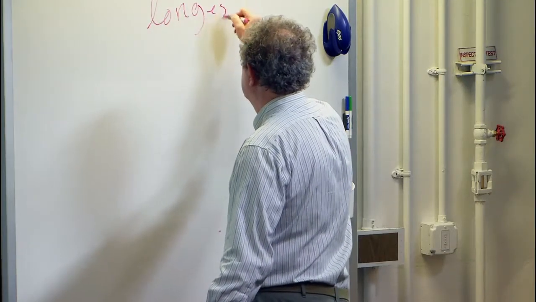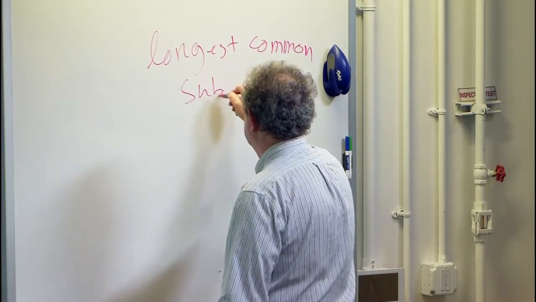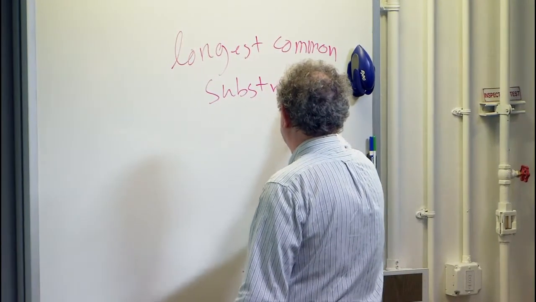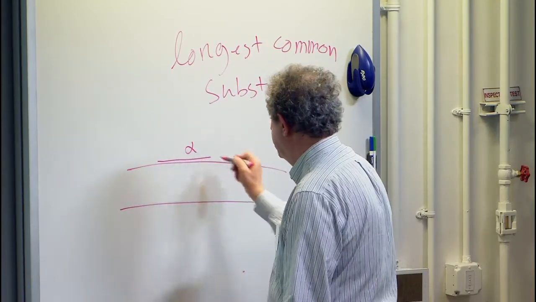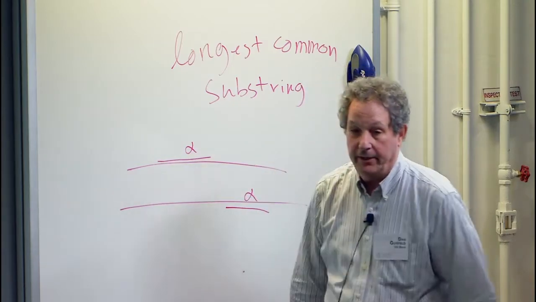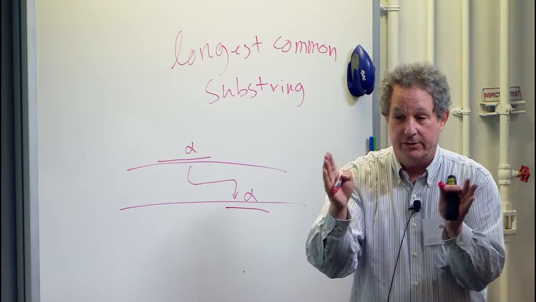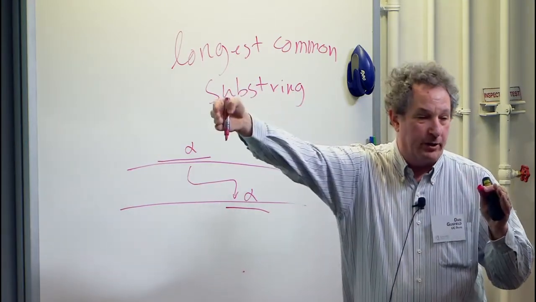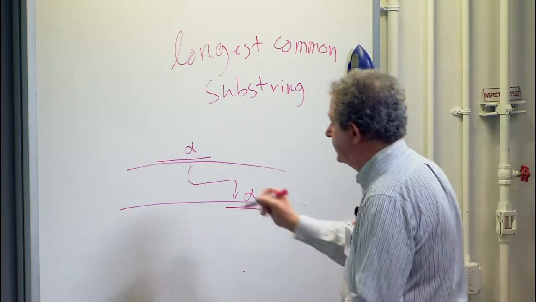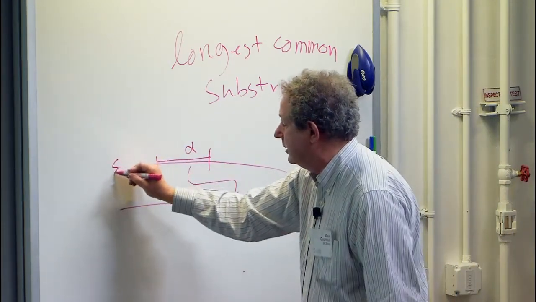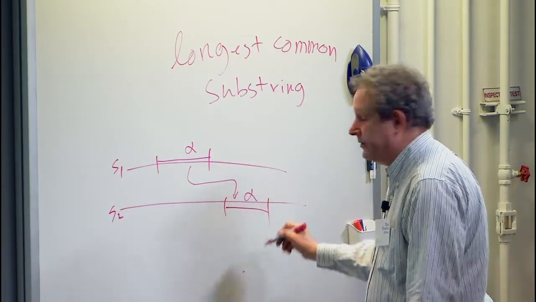Longest common substring of two strings. They don't have to be the same length. So this is alpha and this is alpha. And a substring is contiguous. A subsequence can be broken up by spaces or other characters. So we want to find the longest string in one sequence which is also in the other one.